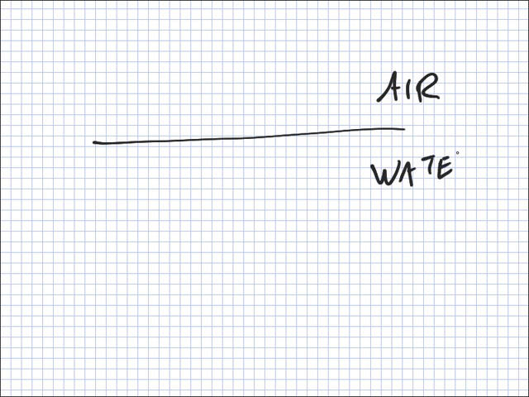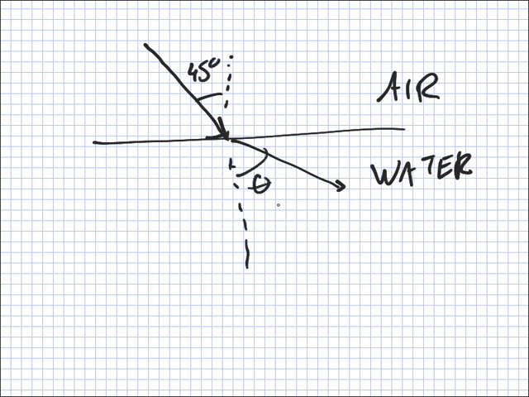Okay, so you have your air, you have your water, and there's the normal. The light comes in at 45 degrees, then it refracts, and this here is our theta, and we want the theta. So we have Snell's law: sine 45 over sine theta equals n2 over n1. Did you get that?